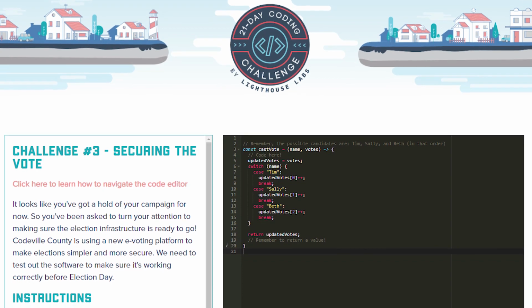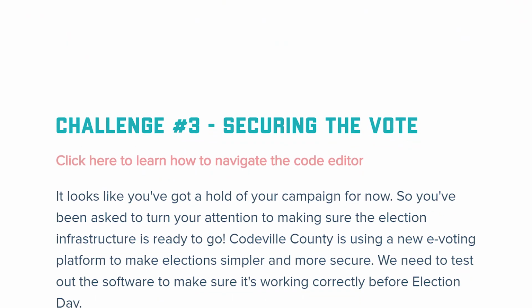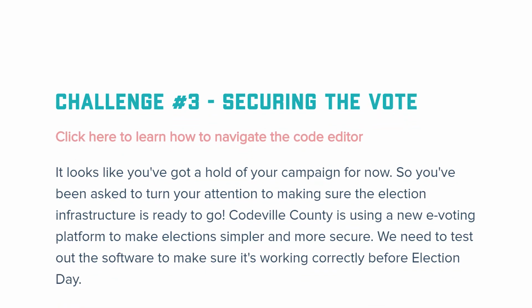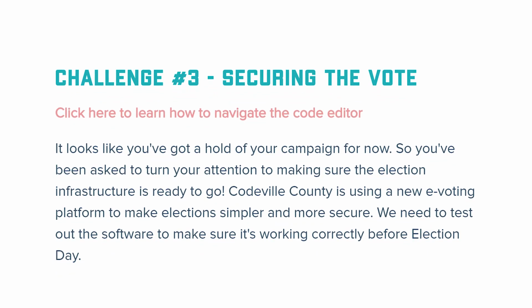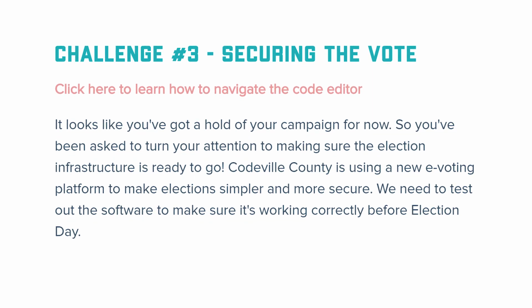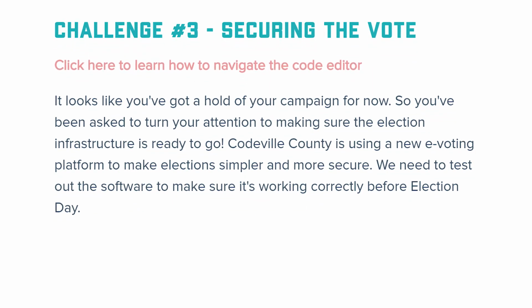So let's go ahead and solve the third challenge. The scenario is securing the vote. It looks like you got a hold of your campaign for now, so you've been asked to turn your attention to making sure the election infrastructure is ready to go. Codeville County is using a new e-voting platform to make elections simpler and more secure. We need to test out the software to make sure it's working correctly before election day.